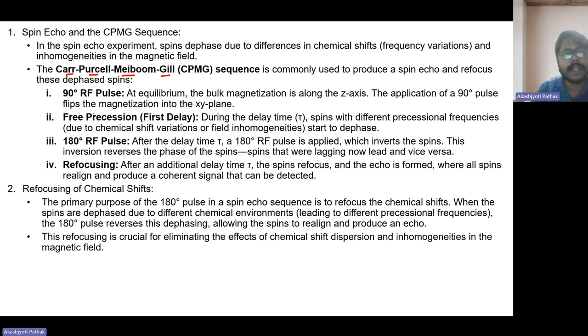So what happens in this spin echo experiment? In the spin echo experiment, spins dephase due to differences in chemical shift, right?